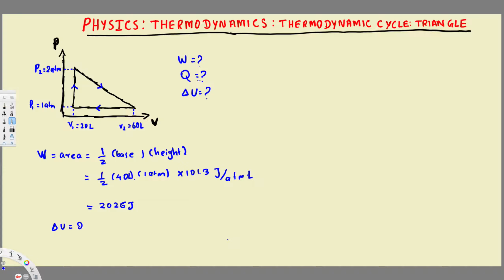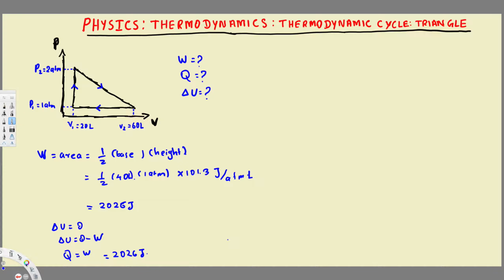And what about the heat? To find the heat, we can use the first law of thermodynamics. That's delta U is equal to Q minus W. If delta U is equal to 0, we can say Q is equal to W. Because if you plug in 0 and move the W to the other side, that's going to be plus W, right? Therefore, the heat is also going to be the same as the work, 2026.